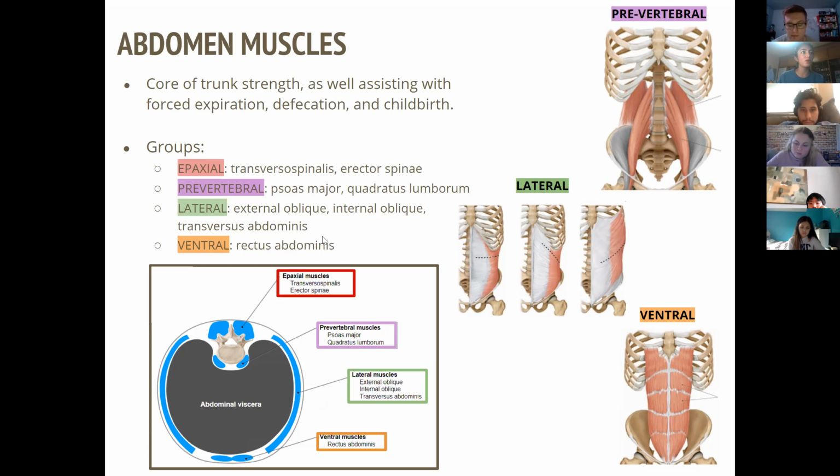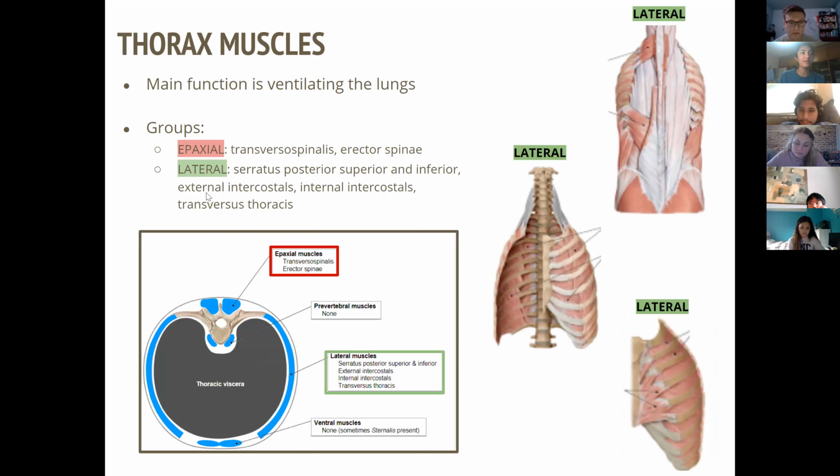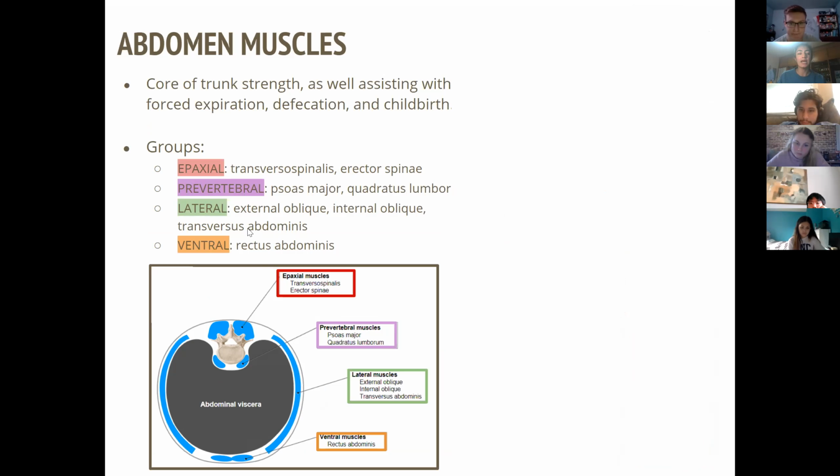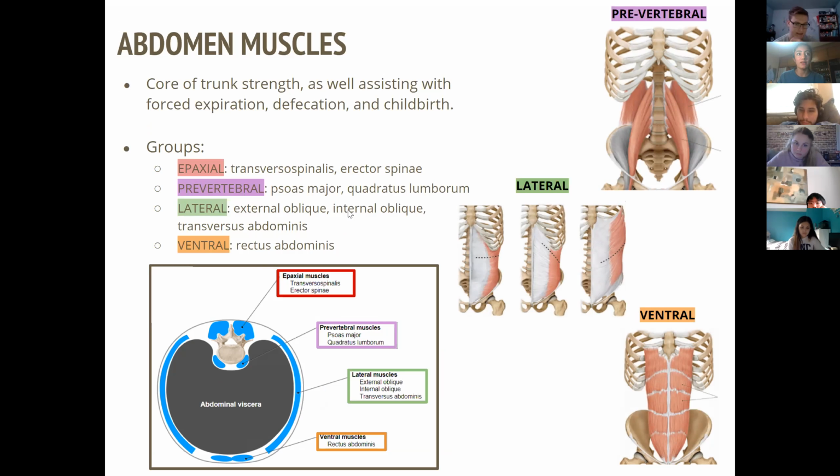Okay, in our lateral section, we have the external oblique, the internal oblique, and the transversus abdominis. Notice the pattern here: external, internal, transversus. Of course, we're talking about the obliques and the abdominis here. The most important thing you would be expected to know for these muscles is what they're used for, but also their directions, so the direction of the striation of the muscle.